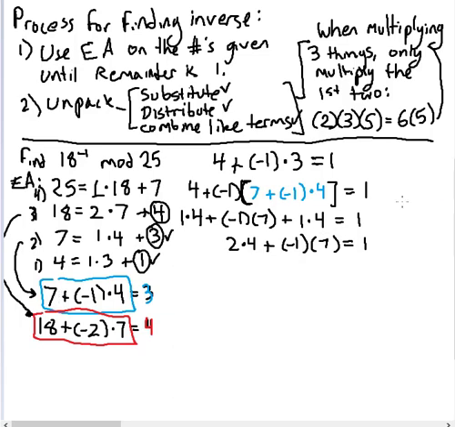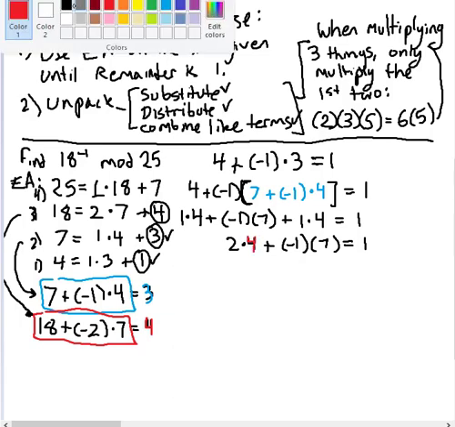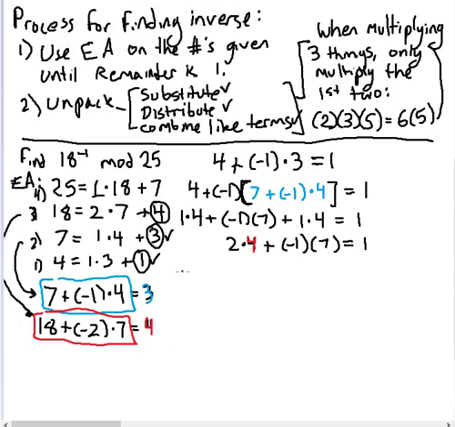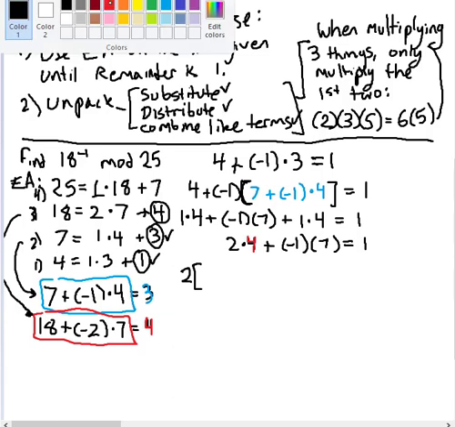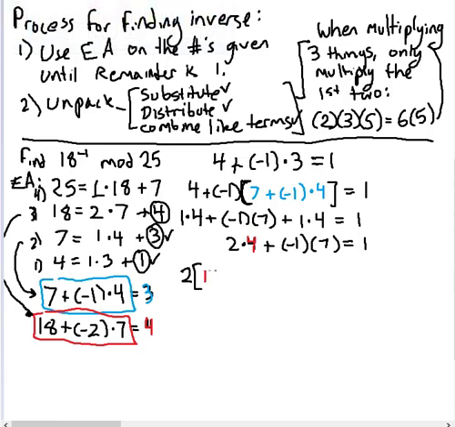Alright, so I'm going to substitute that into this 4 here. So we're going to have 2, and I'm going to use a bracket. 18 plus -2 times 7, parentheses, plus -1 times 7 equals 1.